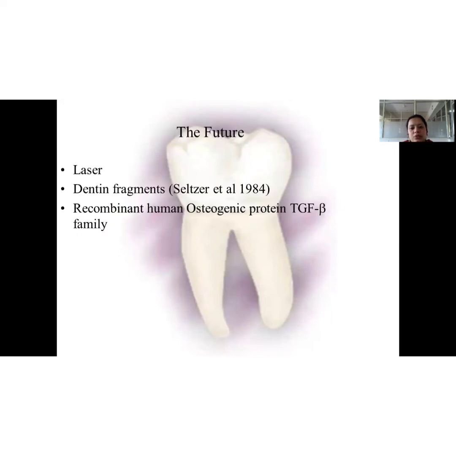Or in the future, we can use laser. Dentine fragments can also be used. And recombinant human osteogenic protein, TGF-beta family, can also be used. Bone morphogenesis.